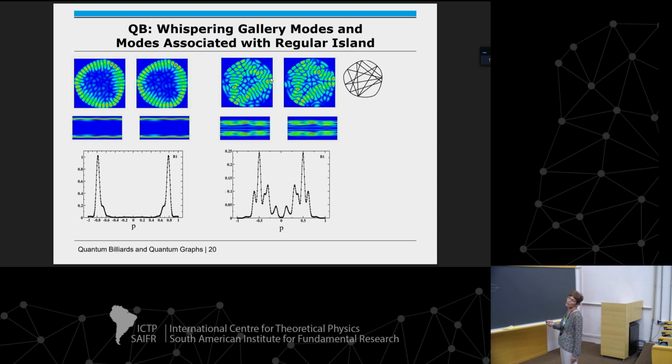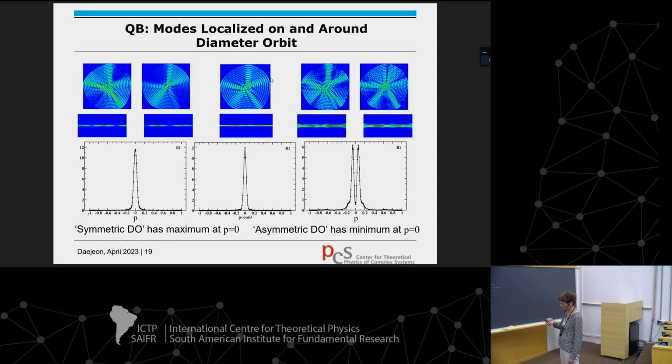And when you look at the Husimi distribution, you can see that they have a value of momentum which is close to plus or minus 1. So that's another thing which I can show here. When you have a unidirectional system, you would expect that only p larger than 0 is non-vanishing. However, as you can see here, this is not the case in a quantum system.